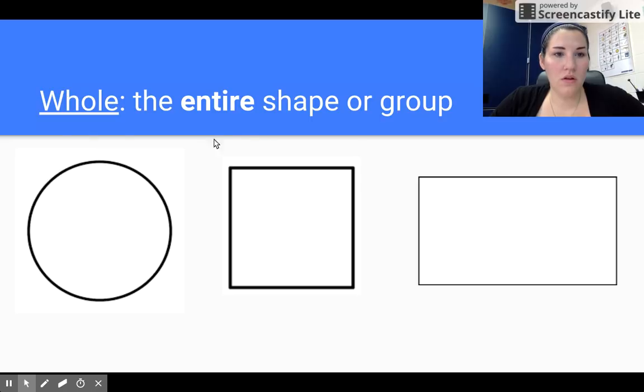So whole means it's the entire shape or group. So we've been looking at shapes. So right here we have a whole circle, one whole circle. So it's in one big piece and the whole shape is there. Next we have a whole square and a whole rectangle. So you'll see that they are in one piece together. That is a whole.